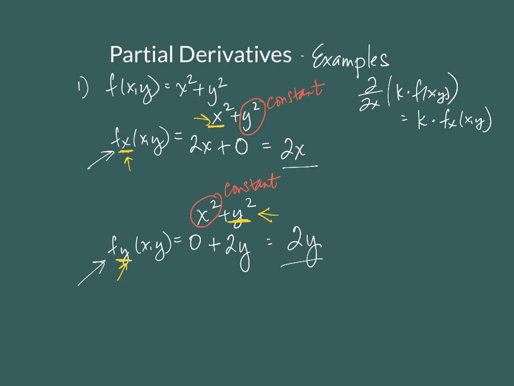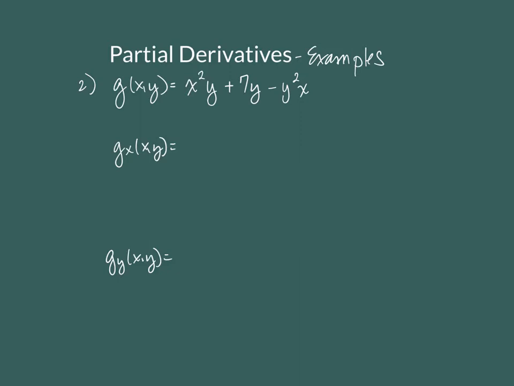Okay, so that's if we have a variable of interest plus the other variable, which we treat as a constant. What if we have a constant multiple like we are talking about here? Okay. So that's what we have in this next example. G of x y equals x squared y plus 7y minus y squared x.